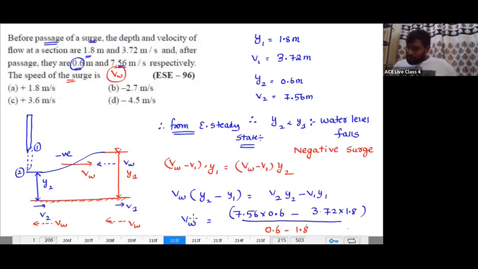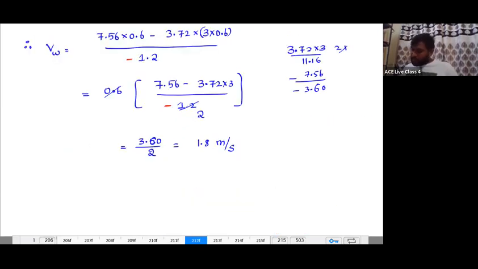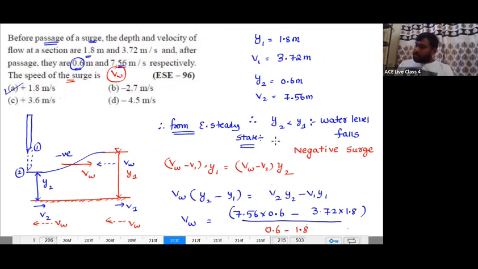For the negative surge, your answer is going to be 1.8 meter per second. I'm sorry, while I was substituting this, y2 minus y1, y2 is 0.6 and y1 is going to be 1.8, is 1.8 meter per second. Where is the complexity? The complexity will come when you analyze the linear momentum principle.